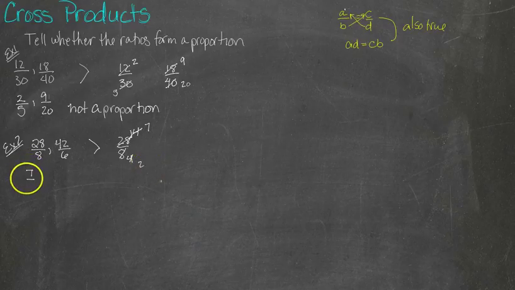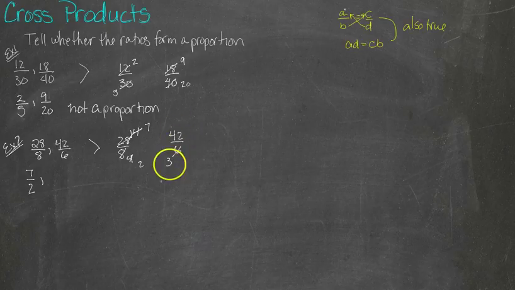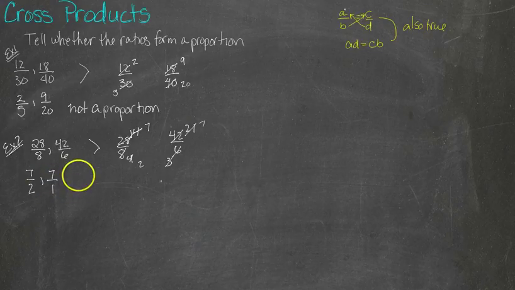So I have 7 over 2, and then 42 over 6. Well, let's see, 6 and 42 both divide by 2. 6 divided by 2 is 3, and 42 divided by 2 is a 21. Oh, but look, 21 divides by 3, leaving a 7. So I get a 7 in the numerator, but I get a 1 in the denominator. These are not a proportion.